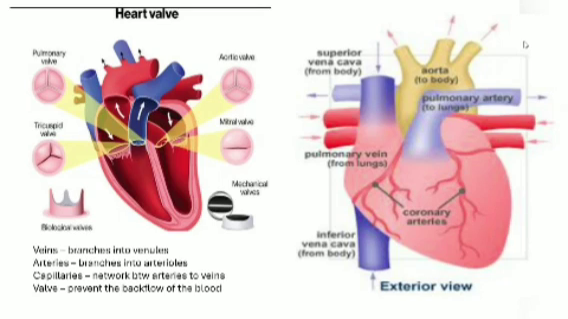See here, as I said, the valves. This is a pulmonary valve. This is a tricuspid valve, mitral valve, and aortic valve. Okay, clear?